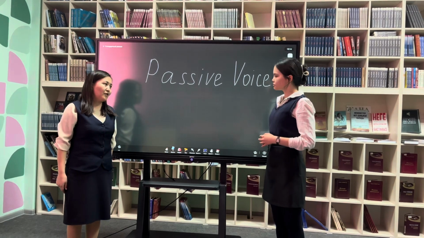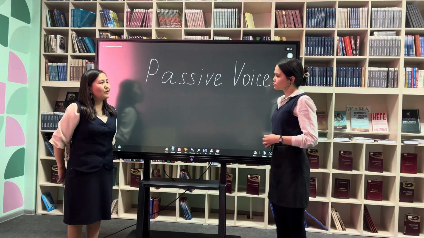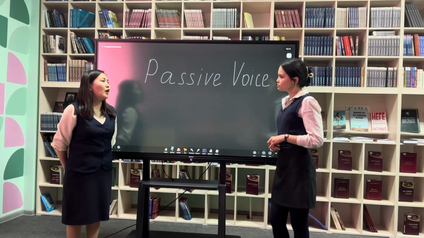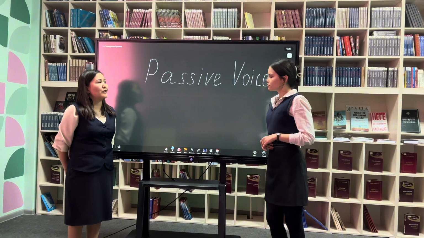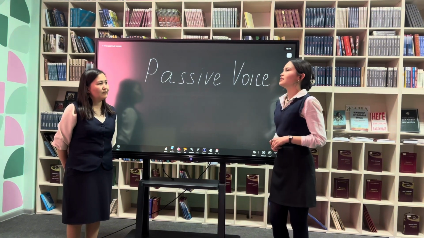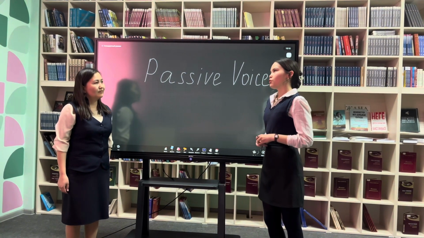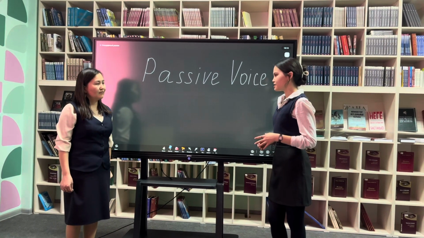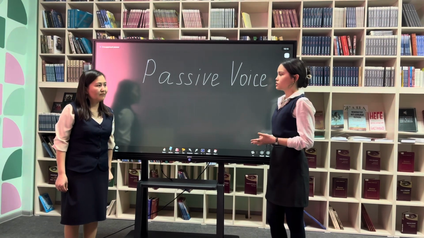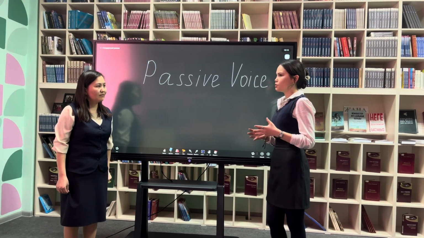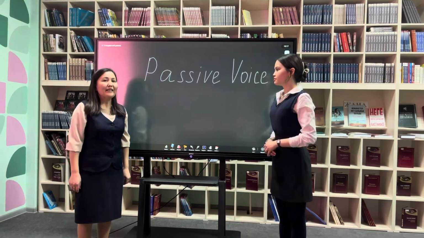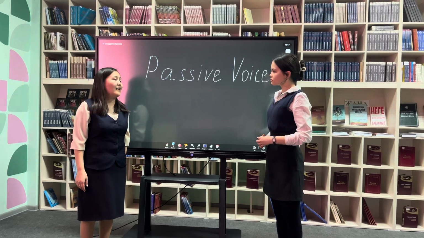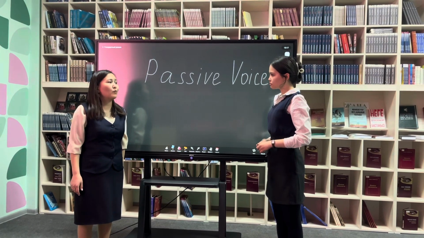Let's imagine a situation. You tell me about the project that you did at school. Could you give me an example of how you would use the passive voice to describe your work? Okay, let's see. The project was completed by the team last week. In this case, I'm focusing on the project and the results rather than saying we completed the project. Exactly. The passive voice allows you to emphasize the action and result, which is really useful in formal writing.